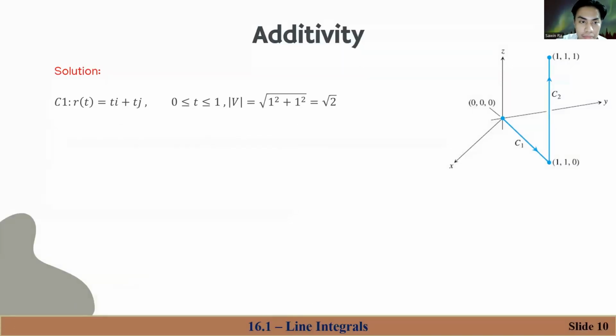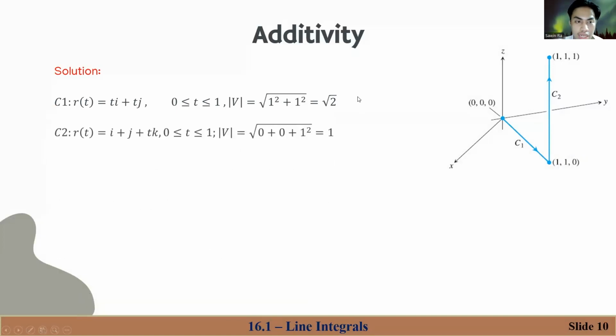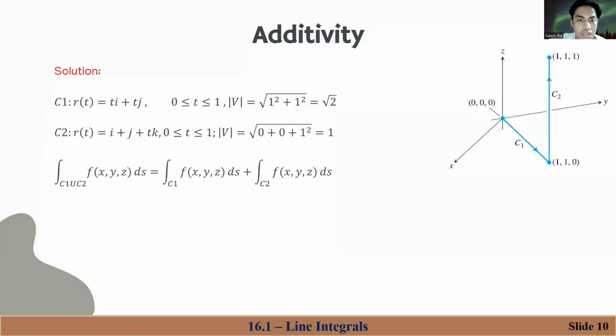So let's start by parameterizing curve 1. We get this function right here with the range that we set, and we have to find the norm of v, which is ds over dt. We then get the value, which is the square root of 2. Next, again, we parameterize curve 2. We use the equation with the range that we set as the equation above. We find the norm of v, which is 1. So if the norm of v is 1, it means that ds equals dt.